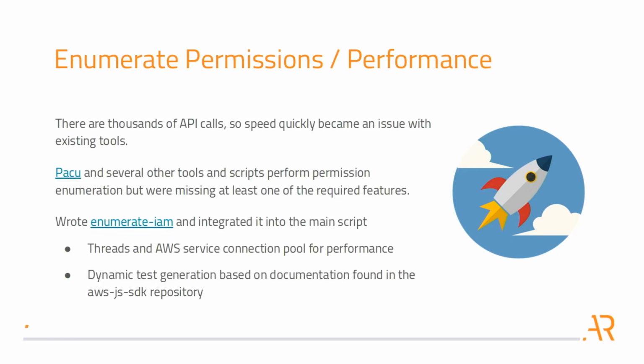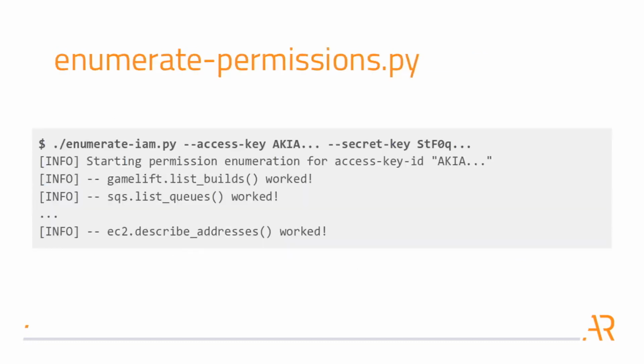I wrote the tool, it's open source. CC Lambda, it's also open source. Enumerate IAM, it uses threads, it's written in Python. It allows you to enumerate permissions for a set of AWS credentials. It looks like this. You provide the credentials, and it will output the different API calls that you can actually perform.